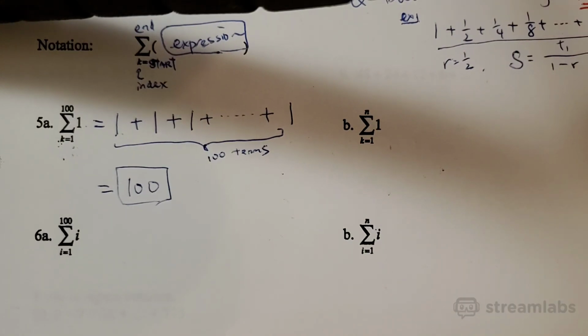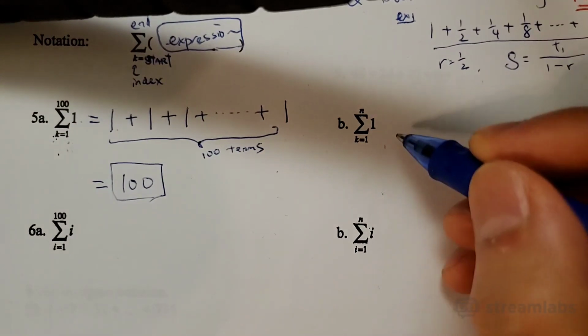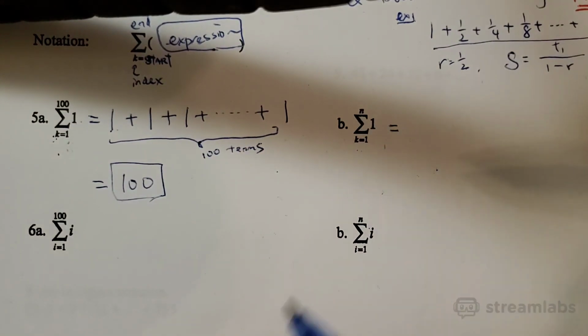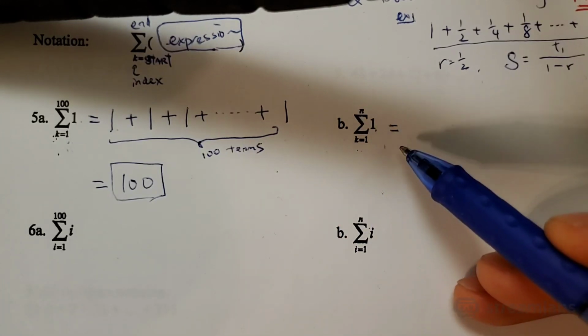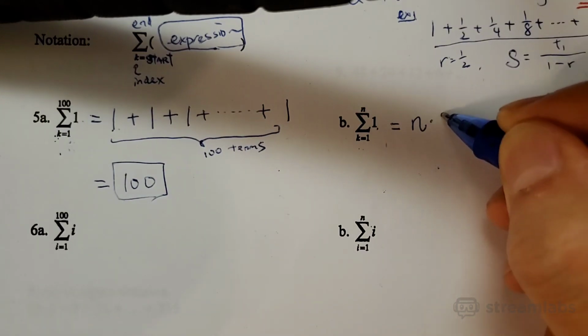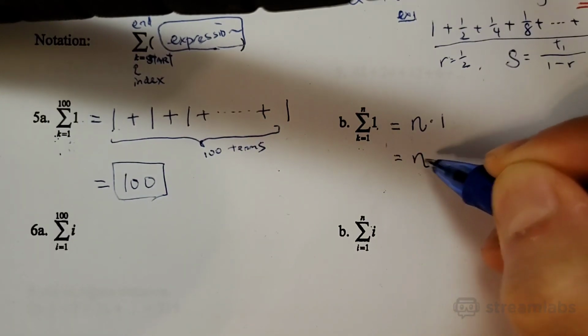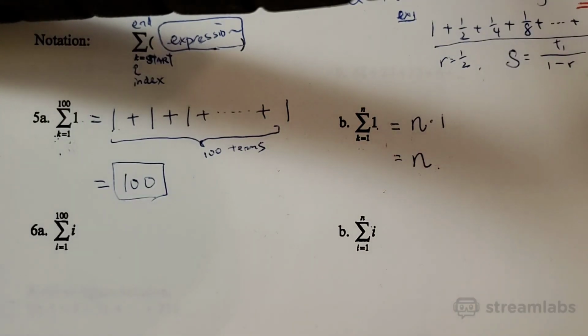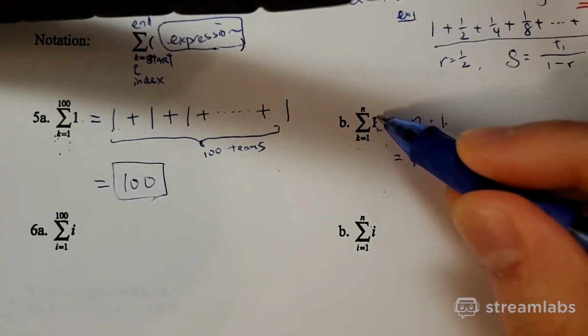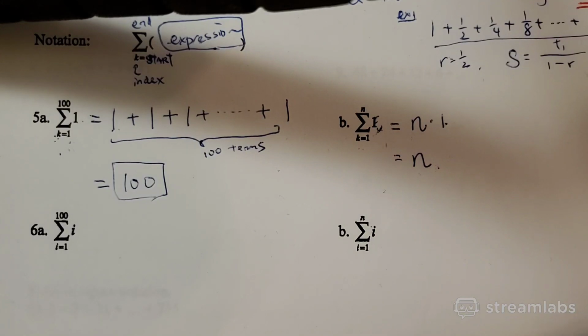Okay? So, if that's the case, then what is the sum from k equals 1 to n of 1? Isn't that just n ones? So that should equal n times 1, which is n. Okay? Like that. So if this is 2, then it's n times 2. If it's 3, then it's n times 3. Okay? Does that make sense?